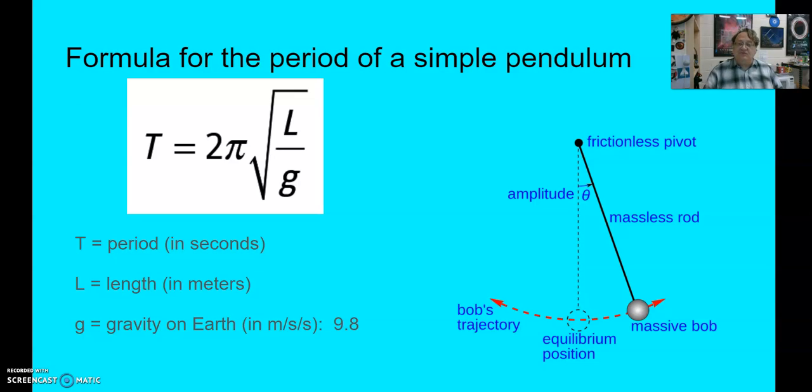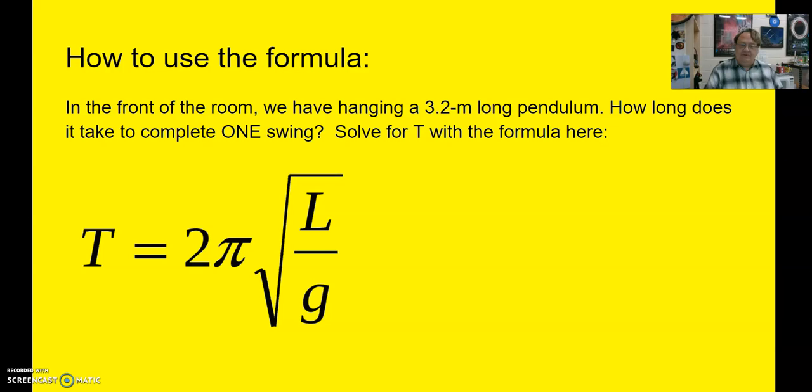All right, so let us try a simple problem. Now, here's the formula. In front of the room, we had a bowling ball pendulum hanging, which I don't know if you've seen yet, but you will soon. This pendulum is about 3.2 meters in length. We measured it in class. How long then will it take to complete one swing? Well, you just have to use the formula T equals 2 pi root L over G. Let's see how you do that. There it is. We're plugging numbers in now. L is 3.2 and G is 9.8.